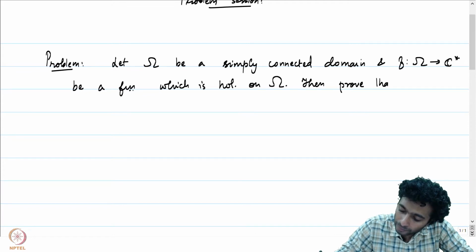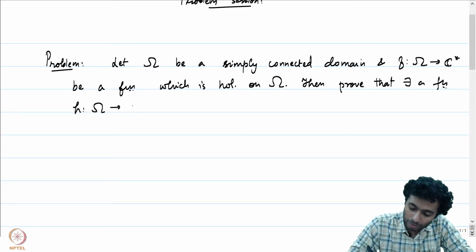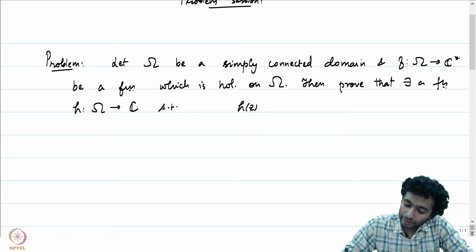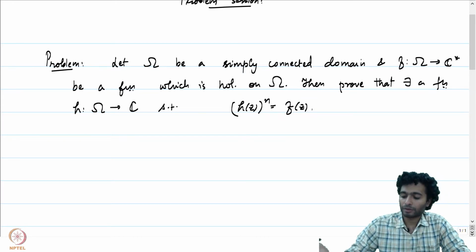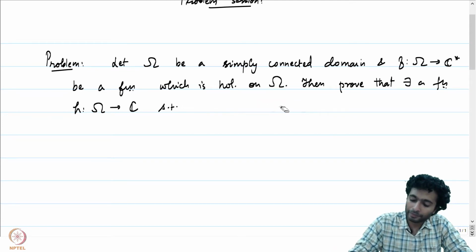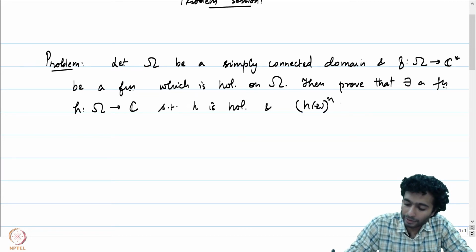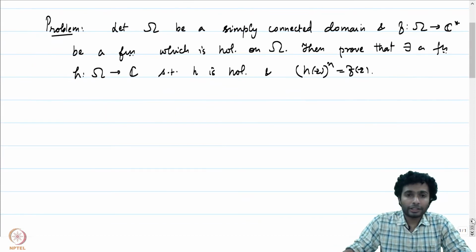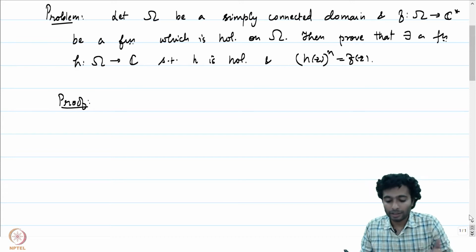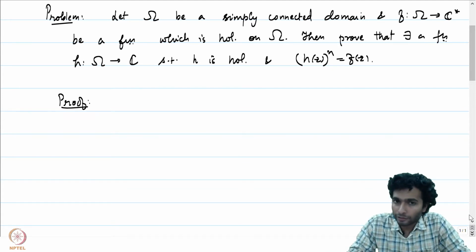Then prove that there exists a function, let's call it h, from omega to C star, to be more precise, such that h of z to the power n is equal to f of z. There exists a holomorphic function h such that this is happening, and h of z to the power n is equal to f of z. Let's give a proof of this. We have seen most of this proof already once, but it's good to recall it in this setting, because we have now seen what is meant by the holomorphic branch of the complex logarithm.